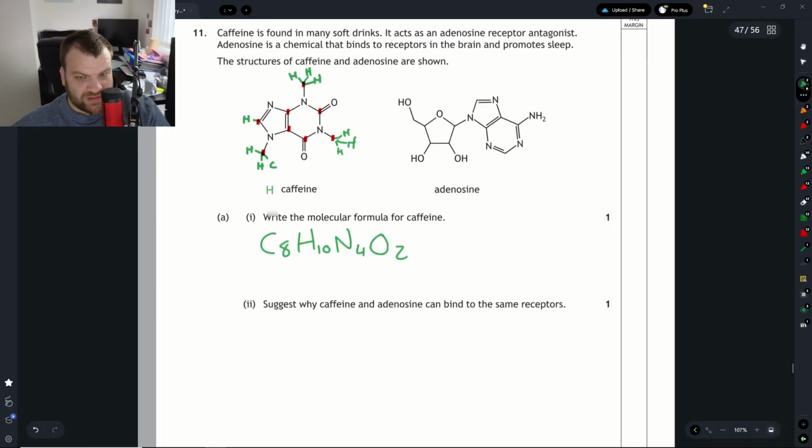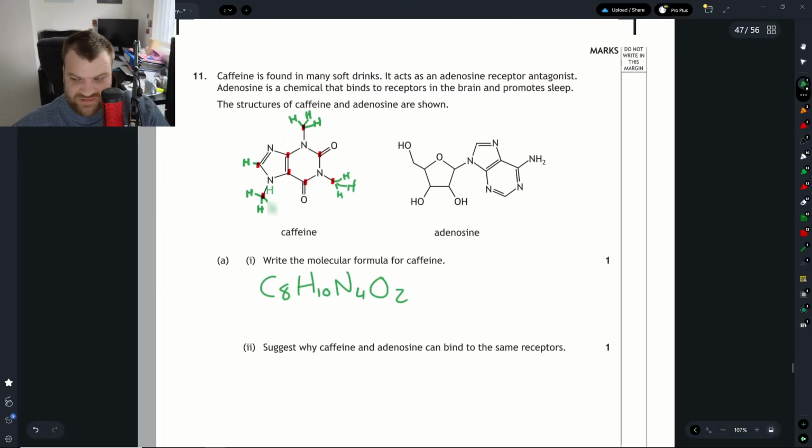Why can both of these chemicals bind to the same receptors? There must be some common fragment, a group of atoms that is the same in both of them. Just having a little hunt for it. I think I've spotted parts of it.